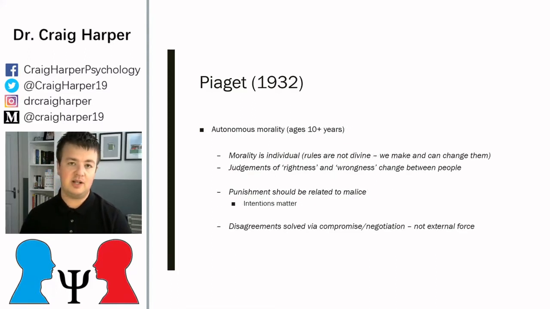Looking at autonomous morality, Piaget said that this was coming to fruition around the age of 10. This is where children begin to individualize the rules slightly. So morality becomes individual in that we know that people make them and break them, and rules can change over time. So it's not just that rules can change over time, but rules can change between people. So this is maybe where you see children trying to play parents off against one another because they know that their father and their mother may have different perceptions of what's right and what's wrong.